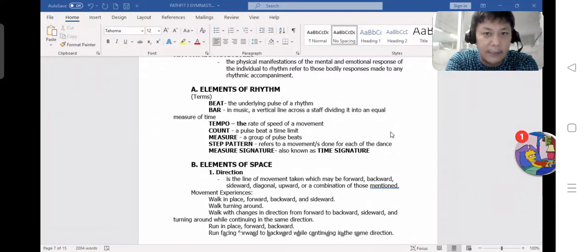Because guys, we will not be conducting any practical, we will not be conducting any written examinations, but instead we will be focusing your written exams on your submission of your step patterns.